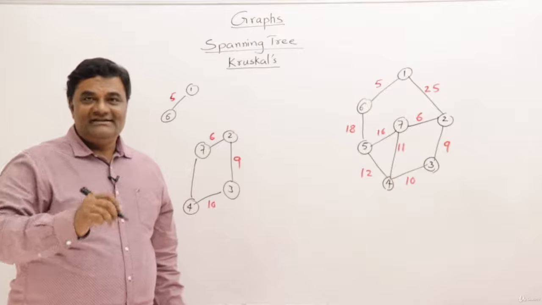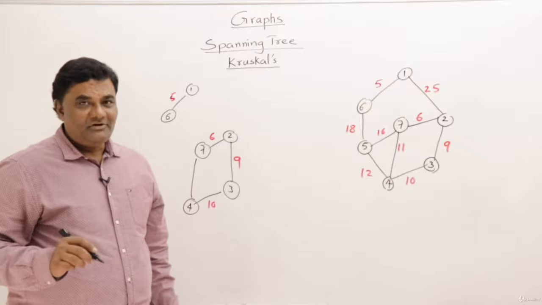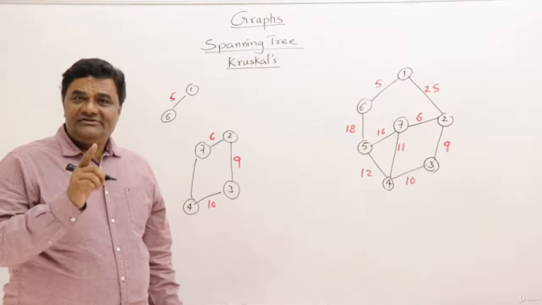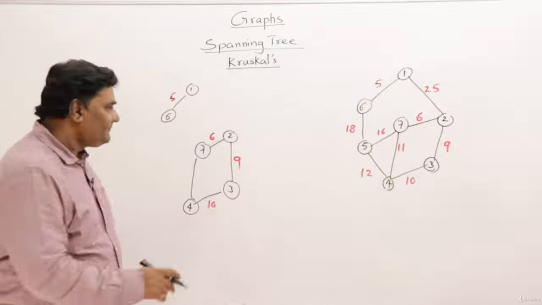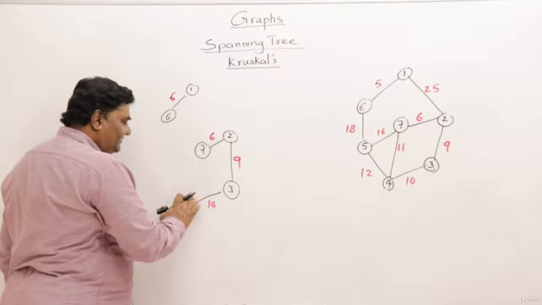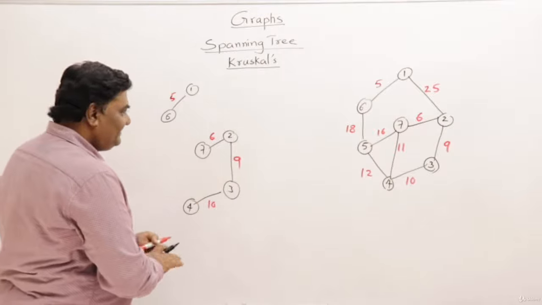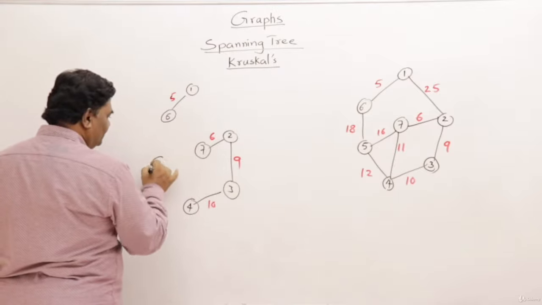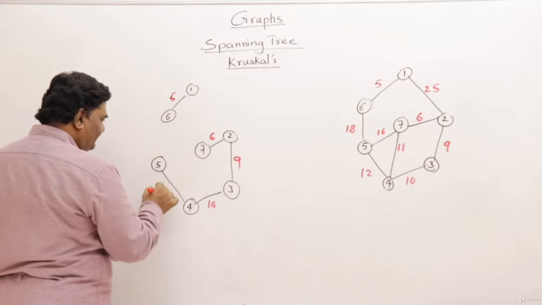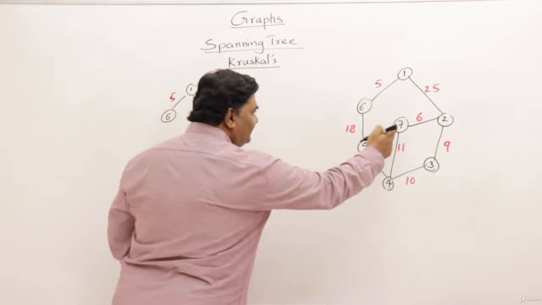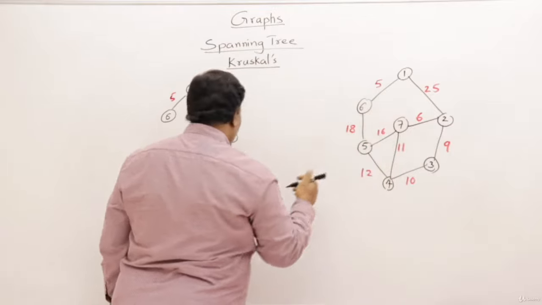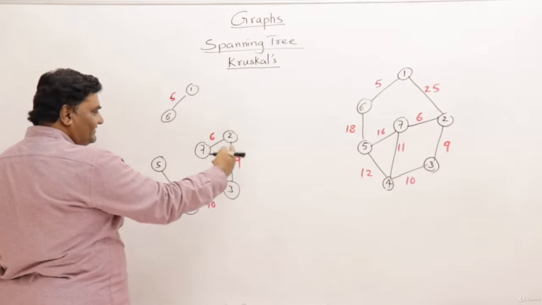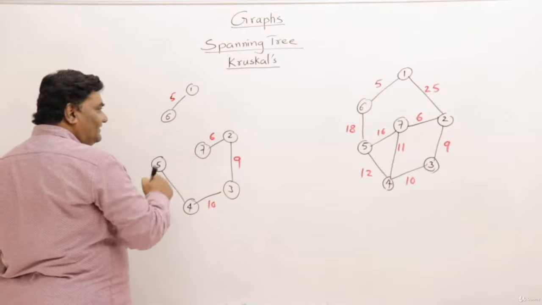Yes, Kruskal says that always select a minimum cost edge, but make sure that they are not forming a cycle. If it is forming a cycle, just skip that one. Okay, don't take this one. This is forming a cycle. The next minimum is 4 to 5, that is 12. This is 12. Next minimum is 16, this one, that is 5 to 7. If I take it, it will form a cycle. It will be a closed circuit, right? So don't take that one.